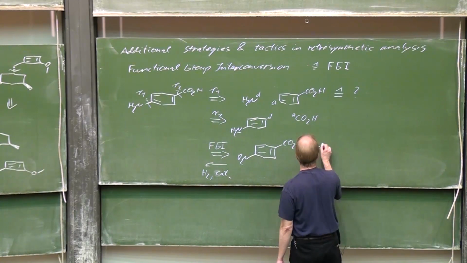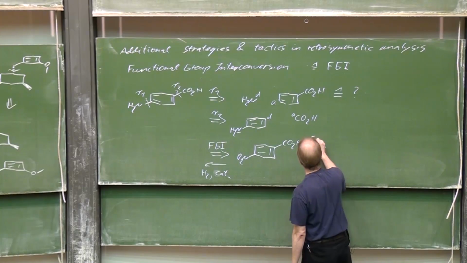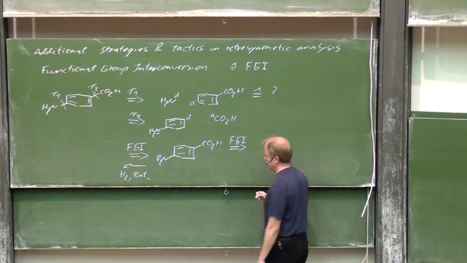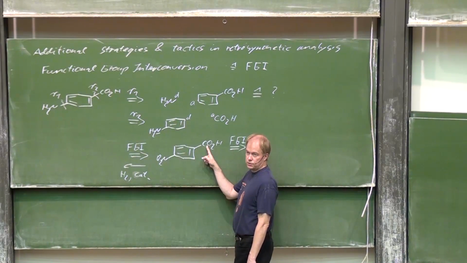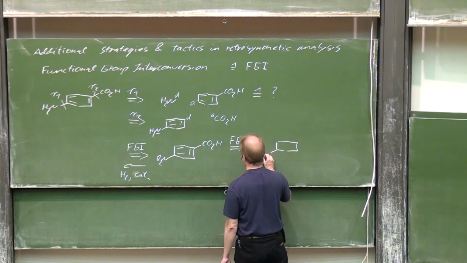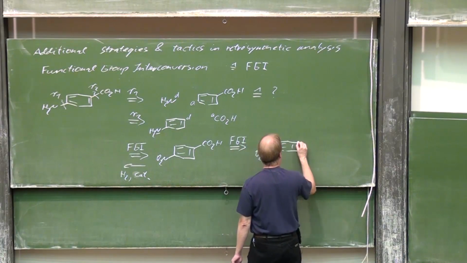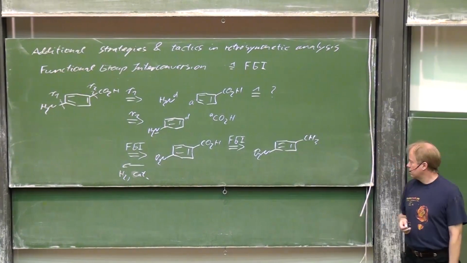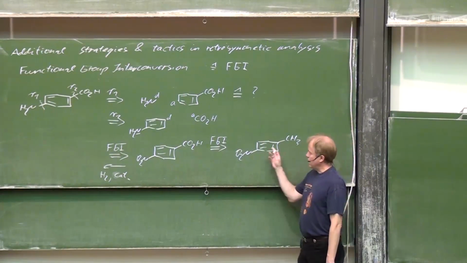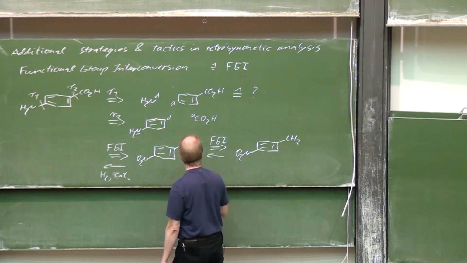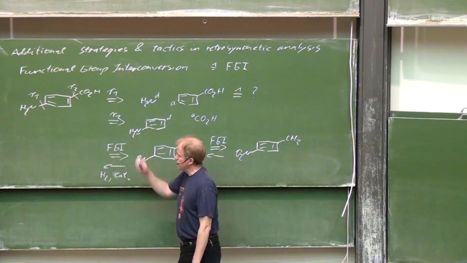Next step in our retrosynthetic plan, again changing the oxidation state, now from the acid functionality. Just go back to the simple methyl group. And para-nitrotoluene is easy to make, of course. No problem in performing this reaction sequence.